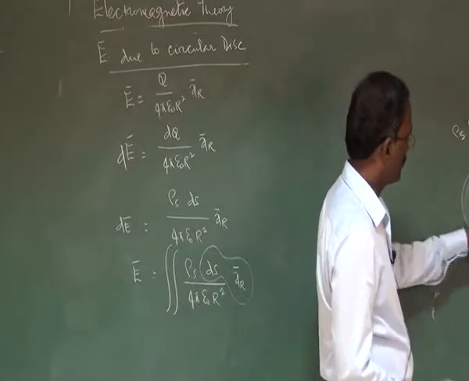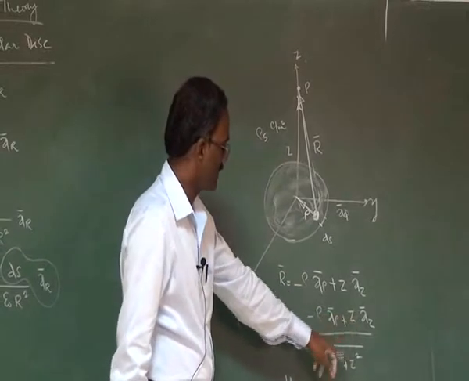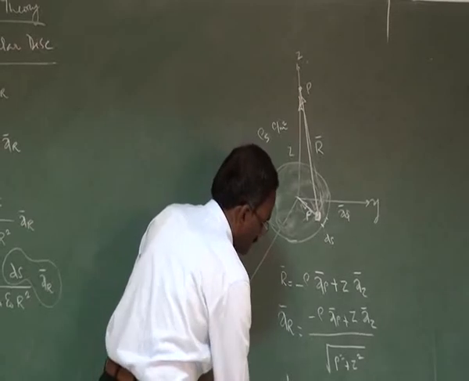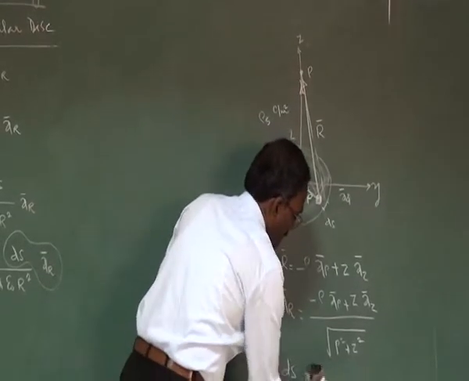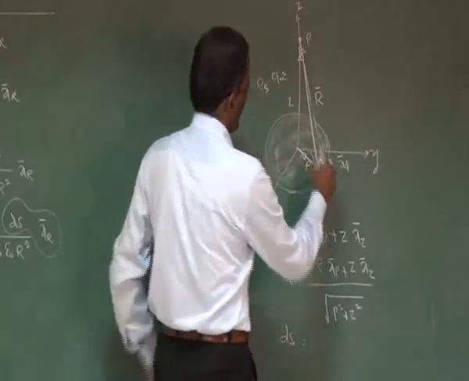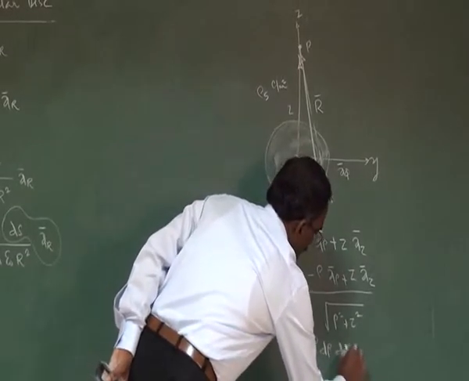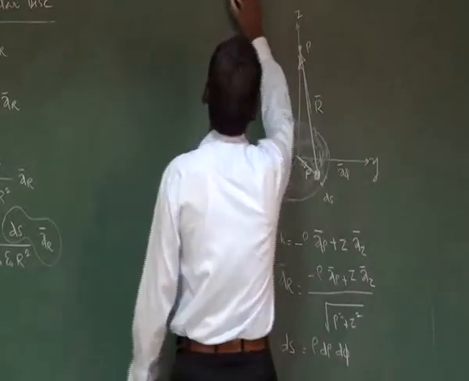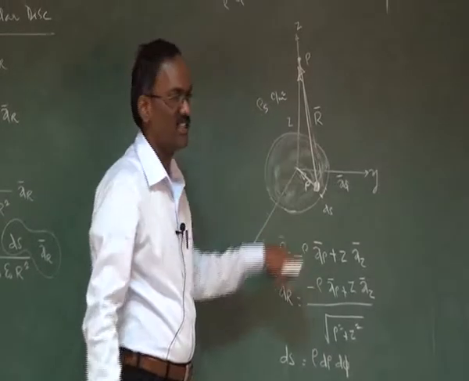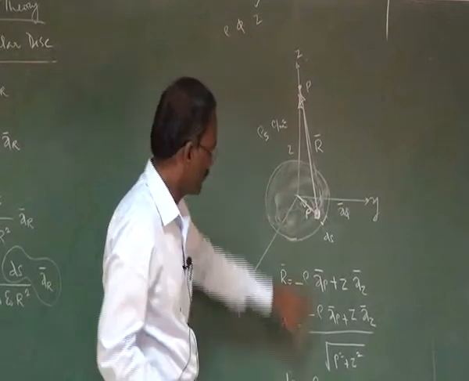R is equal to minus rho a rho plus z a z bar. a r bar will be minus rho a rho plus z a z bar, divided by rho square plus z square. ds I must change for this disk. It is placed on the xy plane. In cylindrical coordinates I will write rho d phi. Rho, phi, z are 3 variables. Z is a constant. Z is equal to 0 because it is placed on the xy plane. So naturally it is constant. The other 2 variables are rho and phi only.